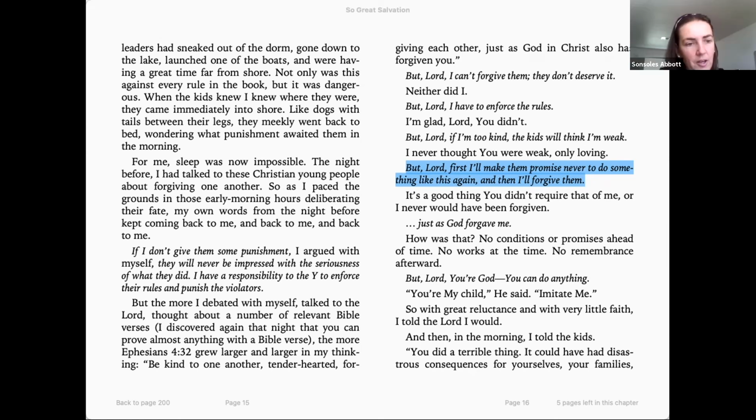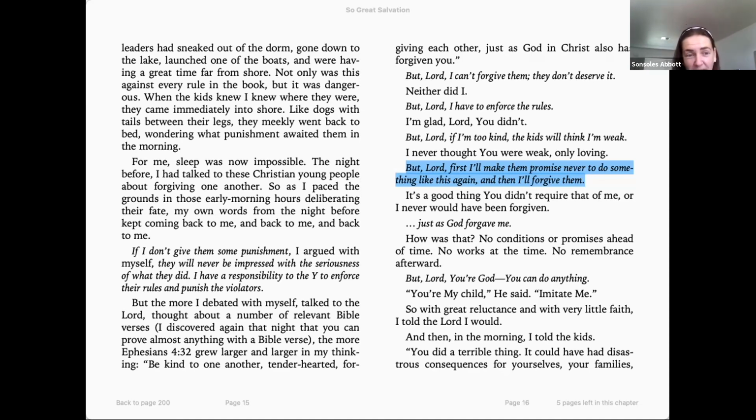For me, sleep was now impossible. The night before, I had talked to these Christian young people about forgiving one another. So as I paced the ground in those early morning hours, deliberating their fate, my own words from the night before kept coming back to me, and back to me, and back to me.